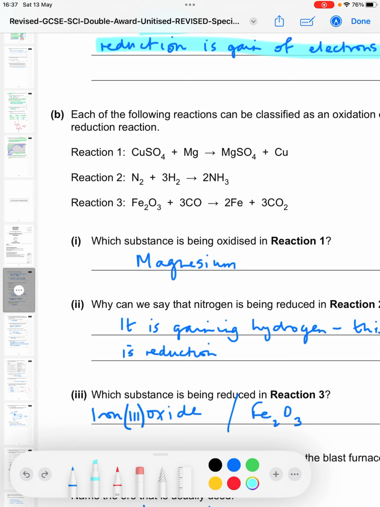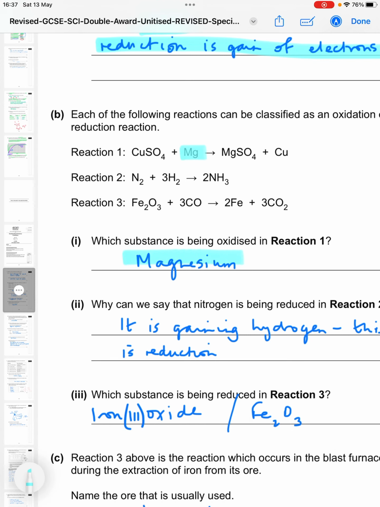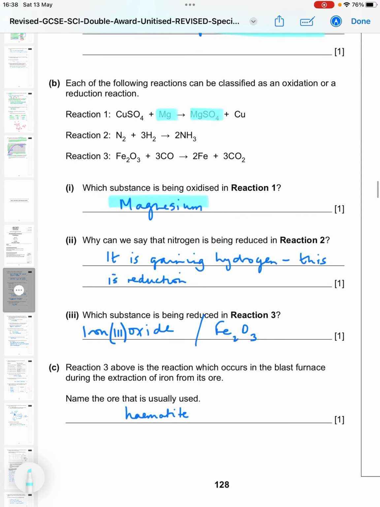So, which substance is being oxidized in reaction 1? So the thing which is being oxidized is gaining oxygen, so that's magnesium. See here it's going from Mg to MgSO4. Why can we say nitrogen is being reduced in reaction 2? So if we look at the nitrogen here, it's going from N2 to NH3, so it's gaining hydrogen, and this is reduction. So the full answer there, the nitrogen is gaining hydrogen and gaining hydrogen is reduction.